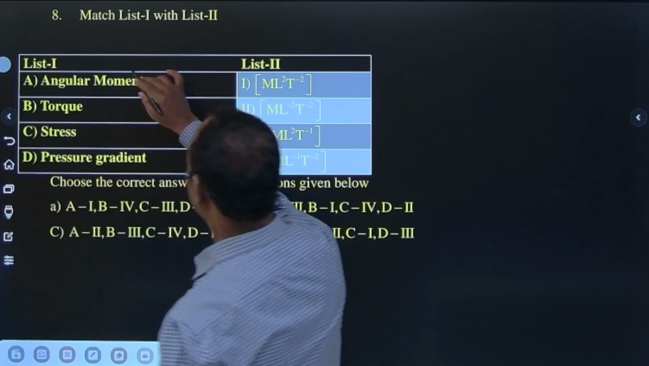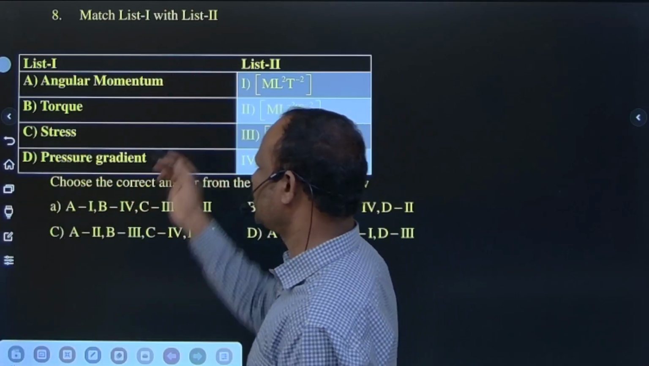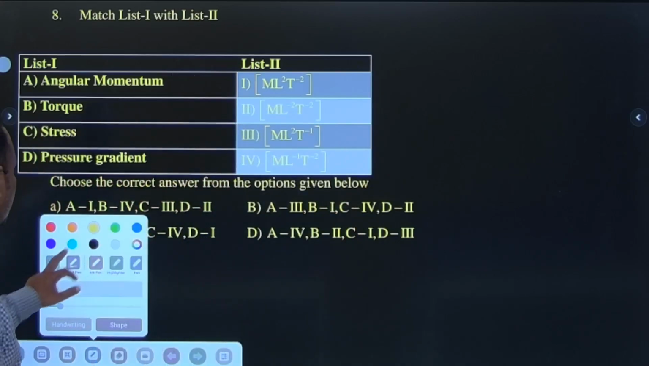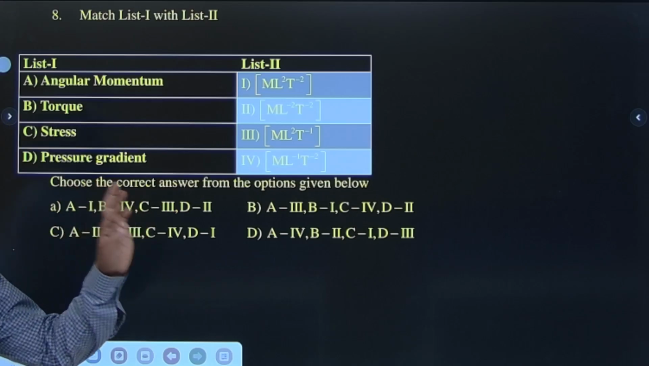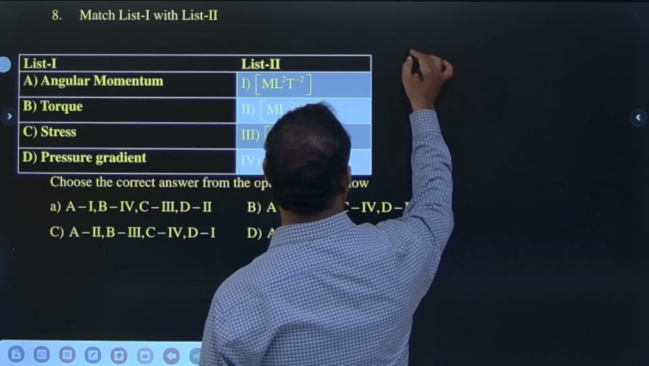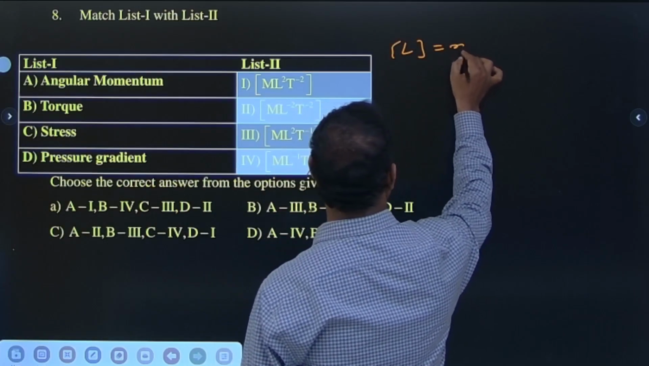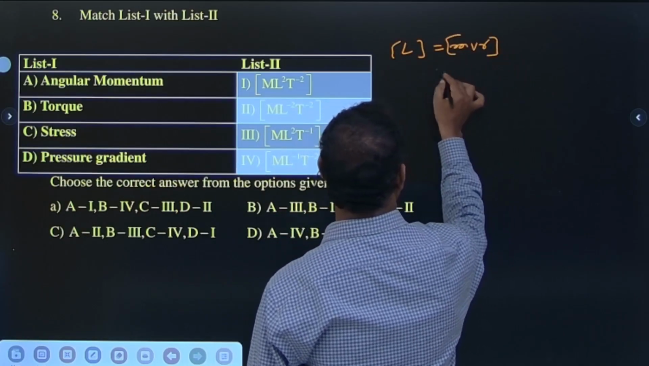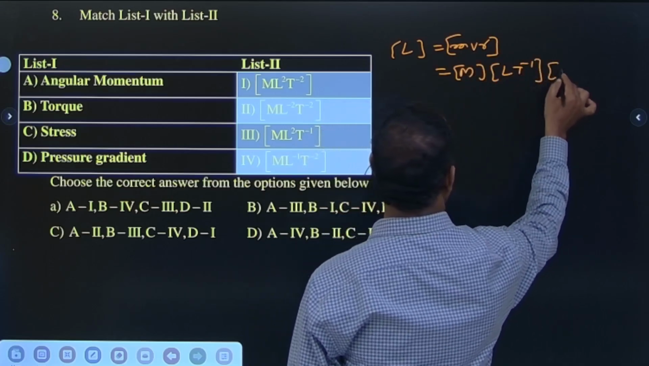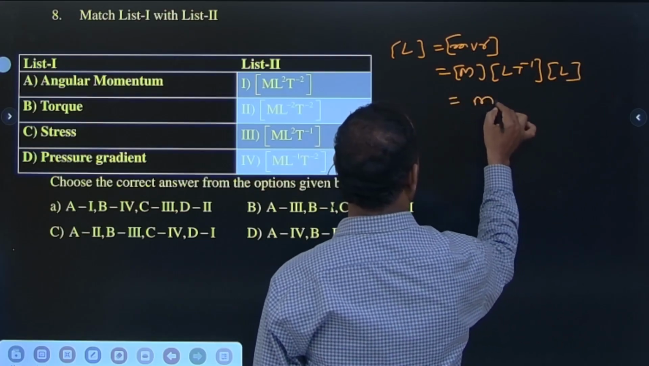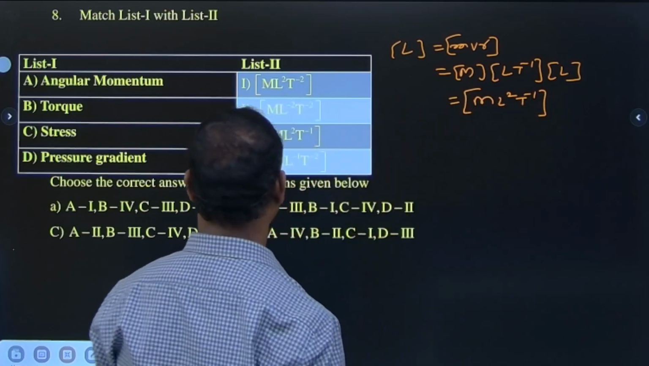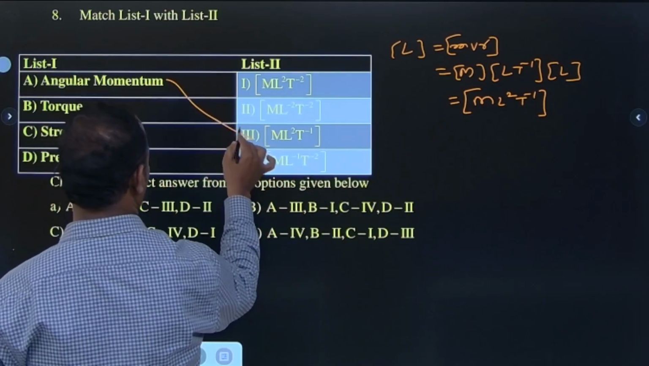Here is the question: match list 1 and 2. So you should know the dimension formulas of them. To write the dimension formula, we must know the formula of the given physical quantities. First one, angular momentum L. L is equal to MVR. Dimension formula: M, V is L T inverse, R is L. So the answer is M L square T minus 1. So angular momentum is M L square T minus 1.